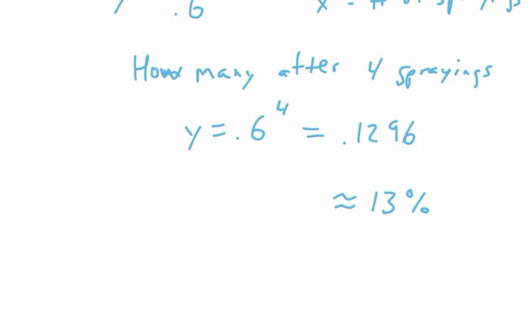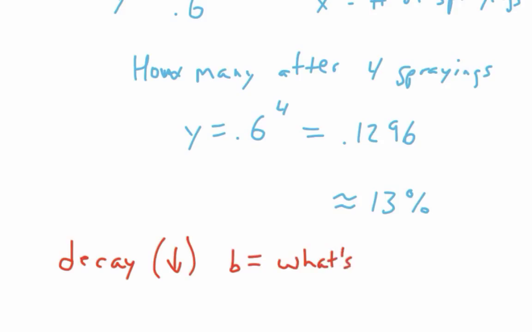For this exponential decay, you could make a comment somewhere that says, for decay, or when numbers are going down, b equals what's left after 1, or if it's a percent, you could say it's 100 minus that percent. That's going to be the decimal that you put in, or 1 minus the percent in decimal form.